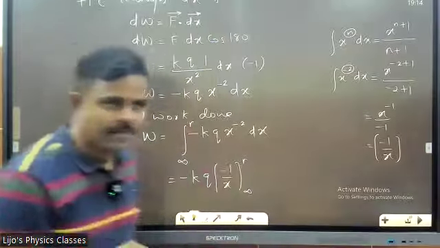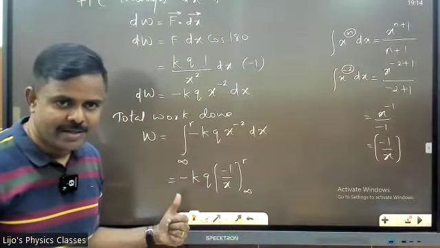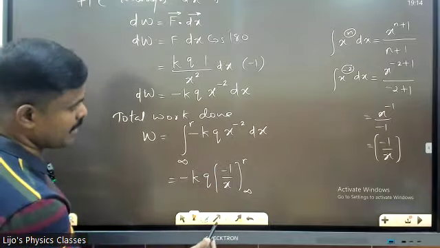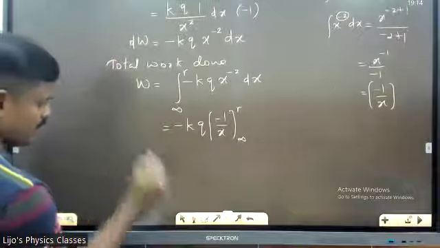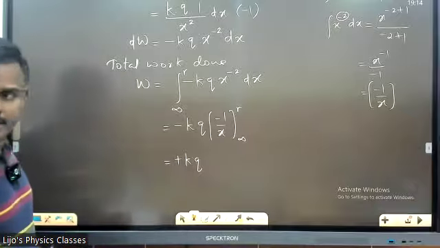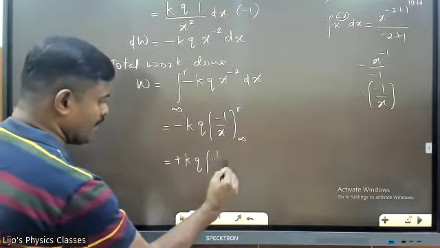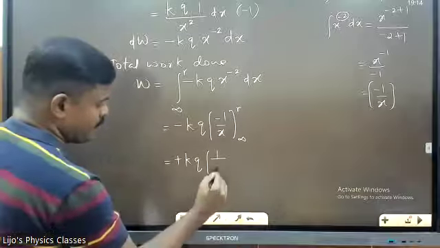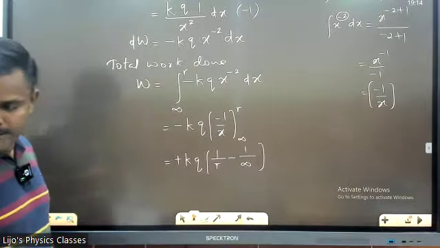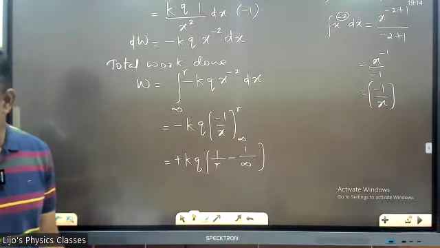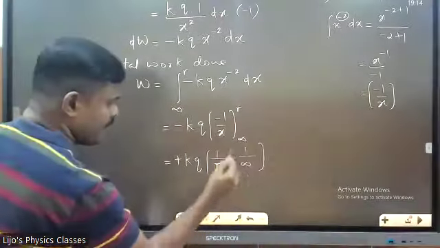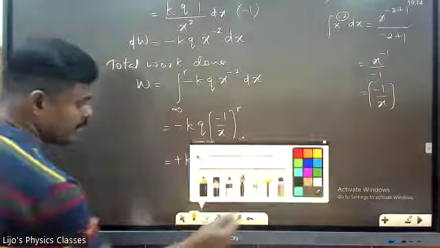Got it? Should I repeat? Okay, so this is minus 1 by x. I am putting it here. The last step is: that is equal to minus kq into, minus is taken outside, plus 1 by the upper limit, minus 1 by the lower limit, infinity. Any number divided by infinity is 0, so that part will vanish.